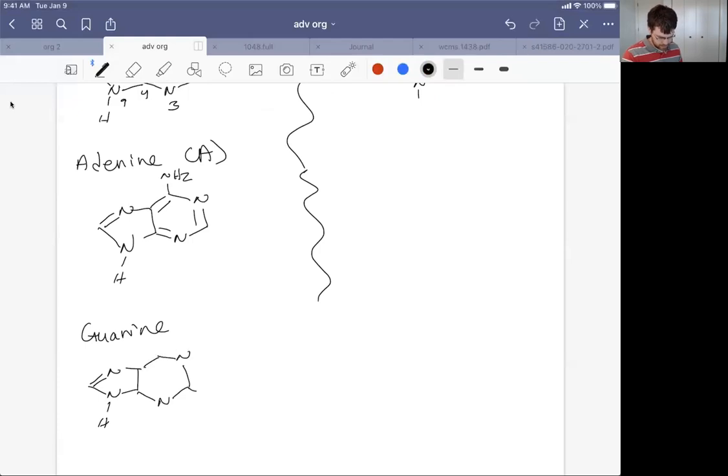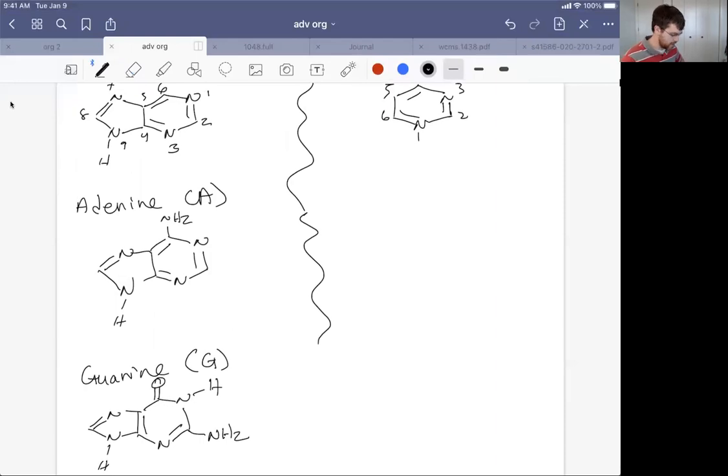But now in this purine, we're going to have an NH2 sticking out here. We're going to go with a carbonyl at this position and an NH here. So this guanine, G, it matters a bit more where the double bonds are present in the structure.